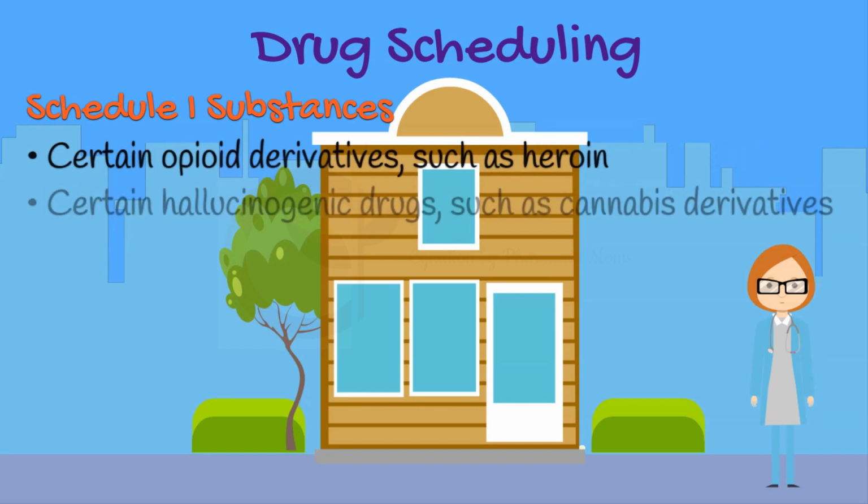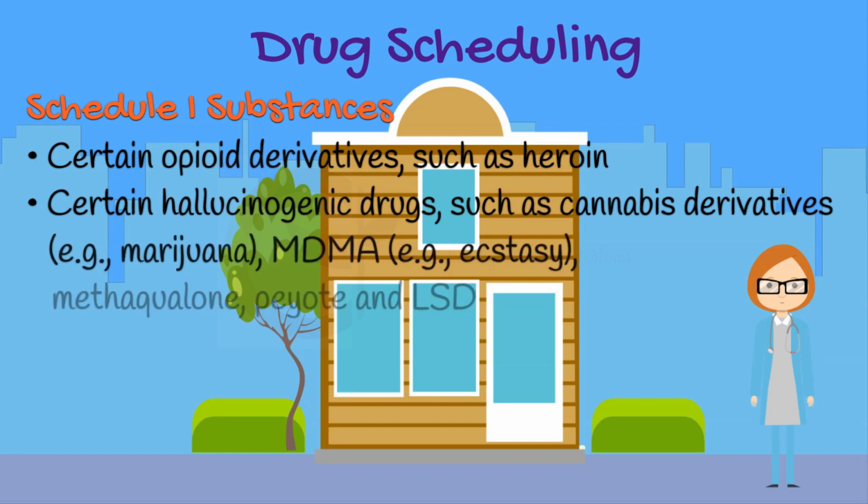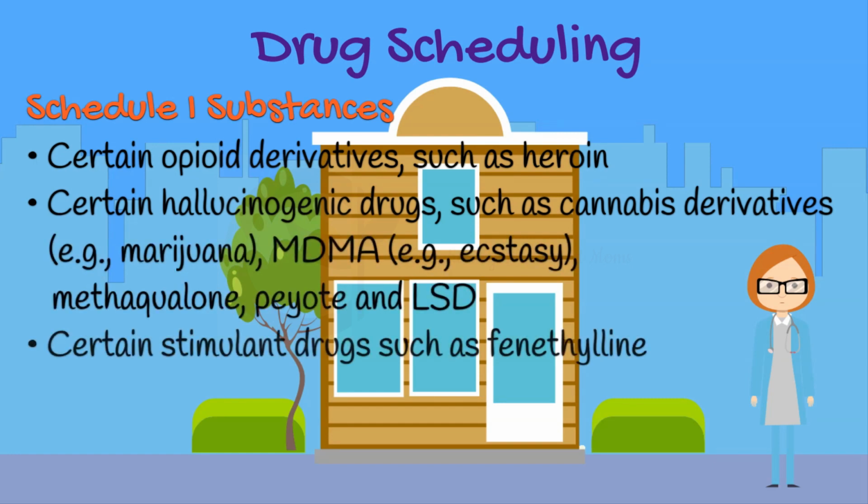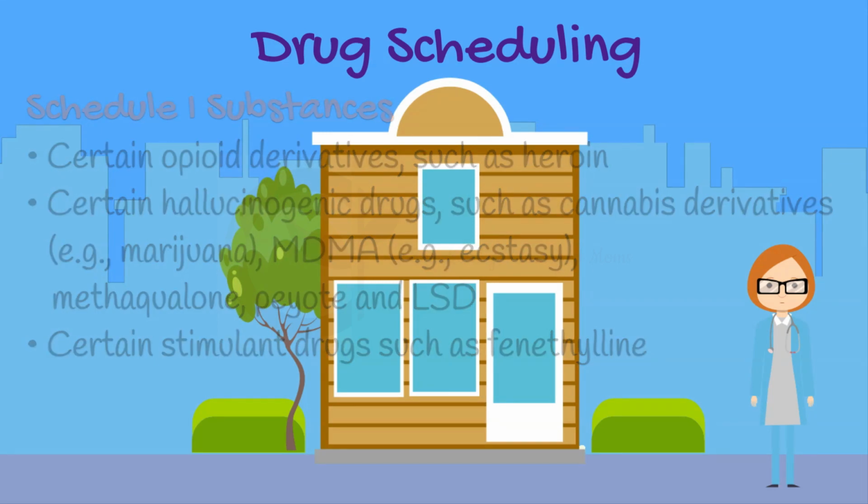Drugs enlisted in Schedule 1 include certain opioid derivatives, such as heroin, certain hallucinogenic drugs, such as cannabis derivatives, for example marijuana, MDMA, for example ecstasy, methaqualone, peyote, and LSD. Certain stimulant drugs, such as phenethyline.